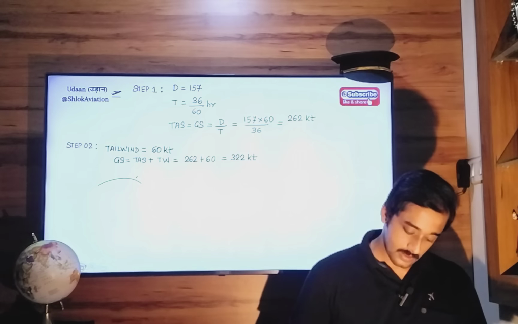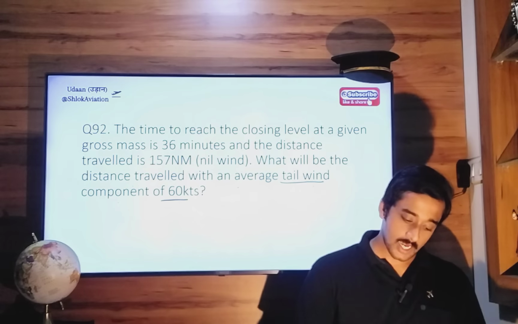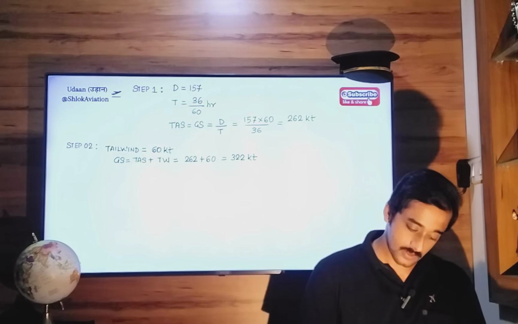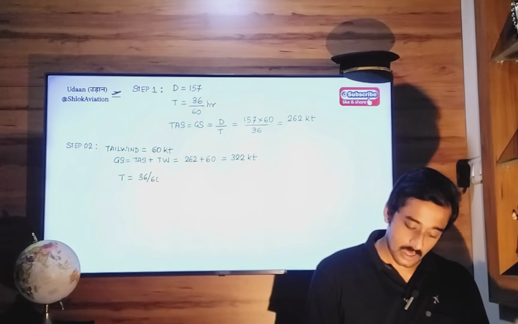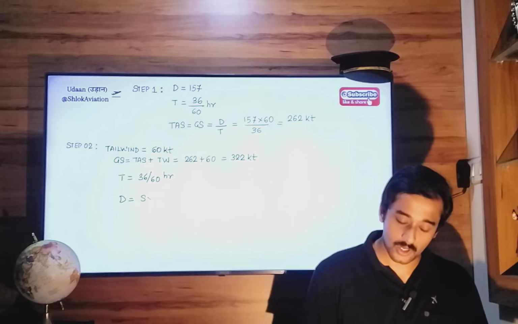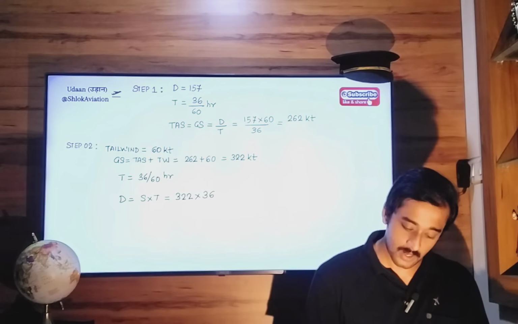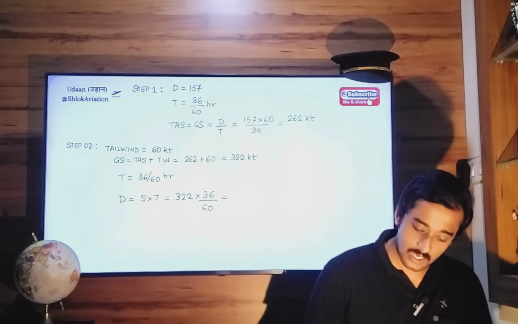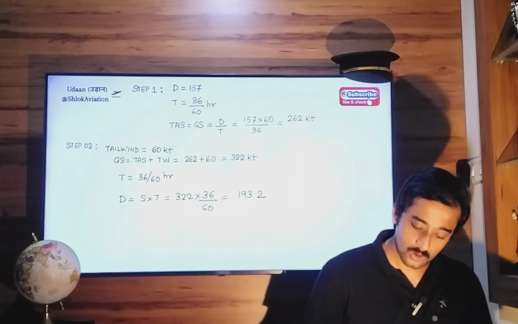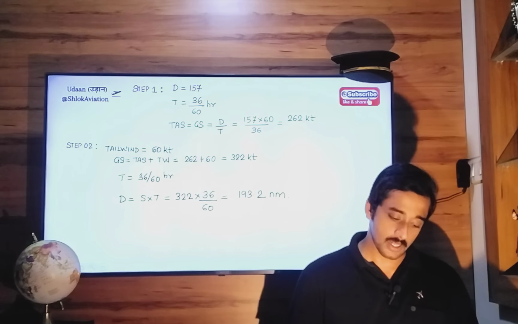So ground speed you have, time is same, 36 minutes. Now distance equal to speed into time. So 322 multiplied by 36 divided by 60 is 193.2 nautical miles. Okay, so answer is 193 miles.